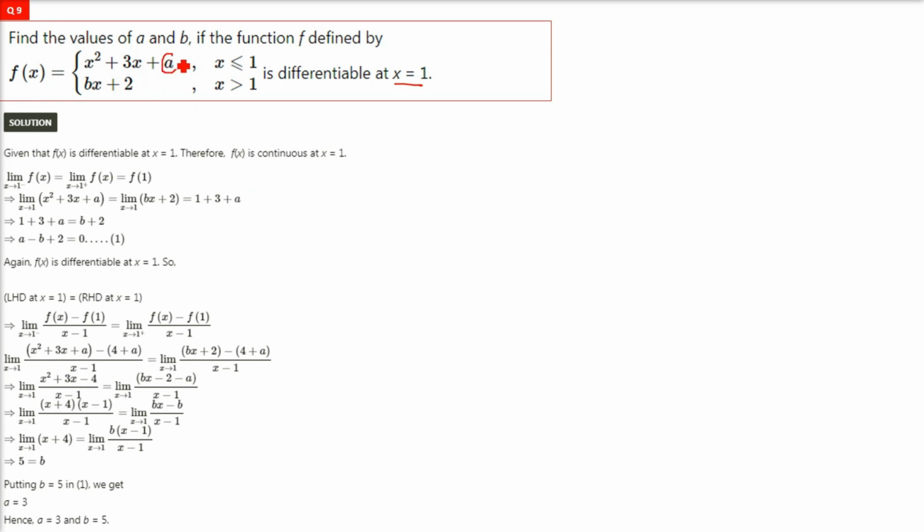We have a and b, these are two different constants that we have to find out. So we need to have at least two equations in order to get a and b. That is, two values to be found out, so two equations have to be there. So what we'll do, we'll start with the continuity. So left hand limit, right hand limit we are going to find out.